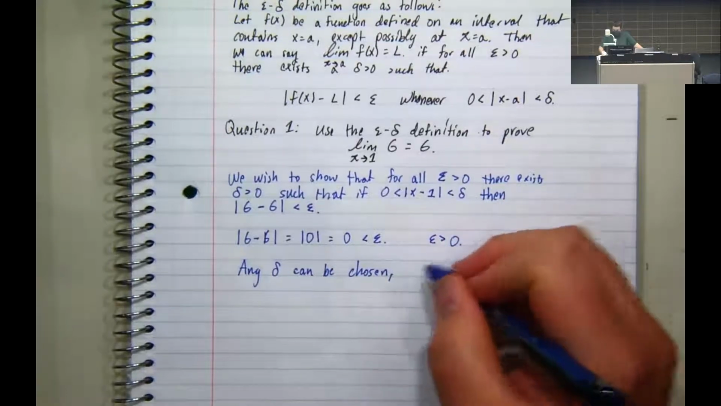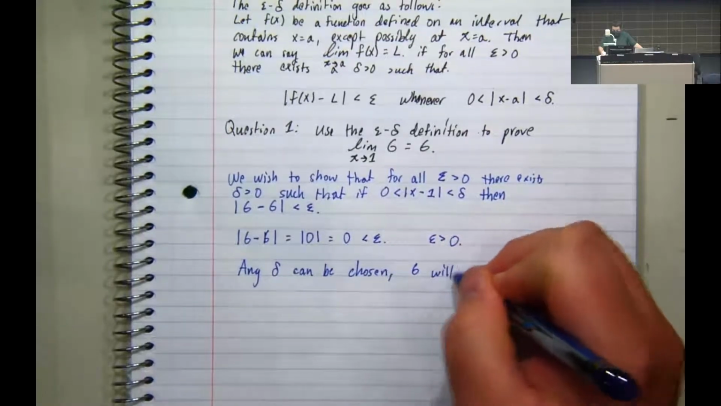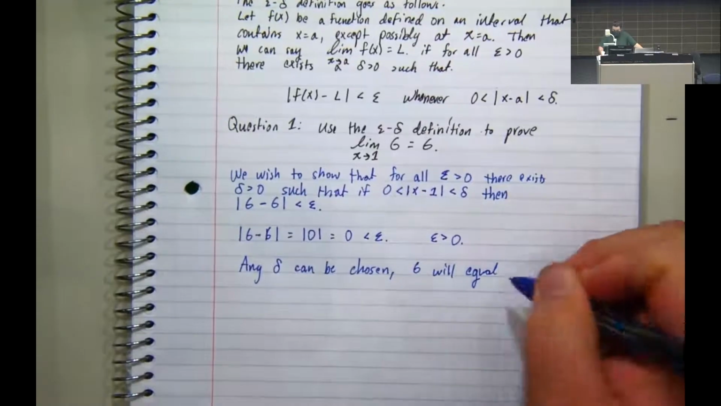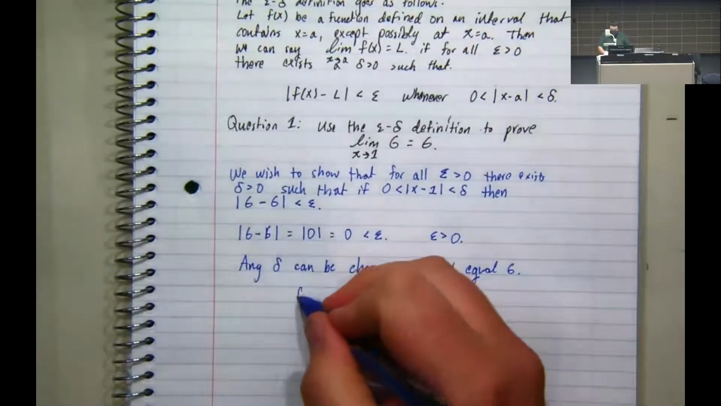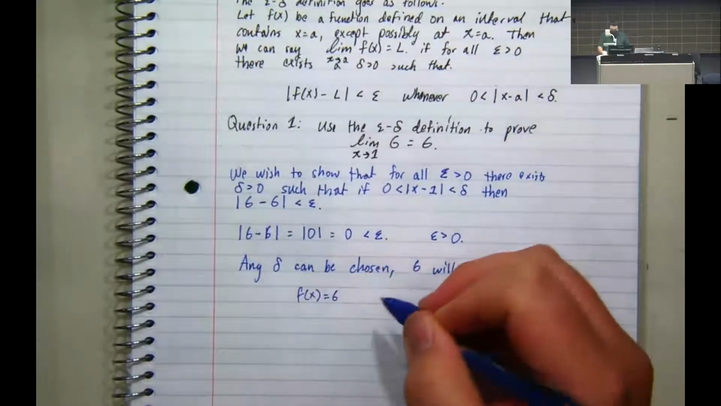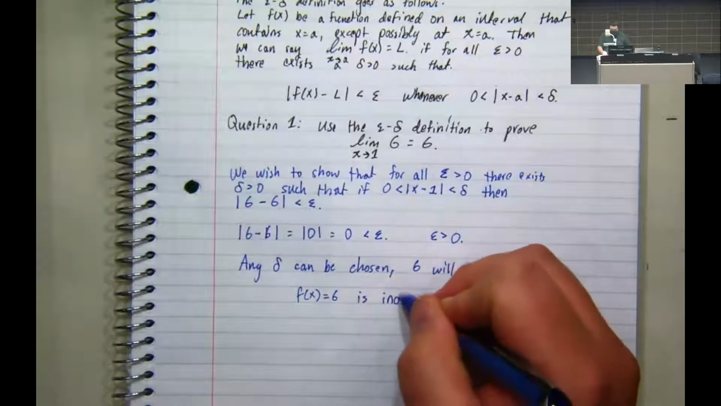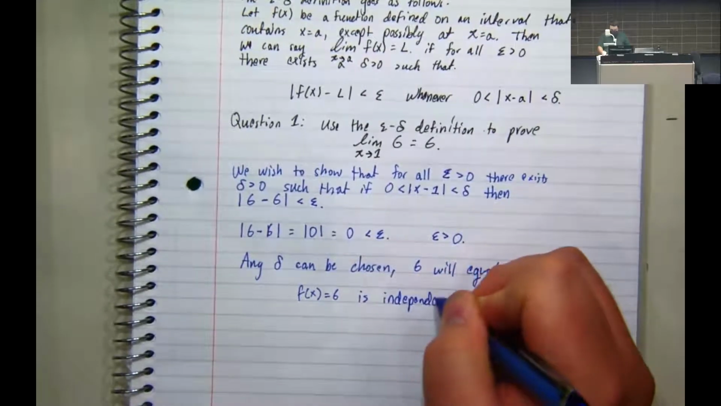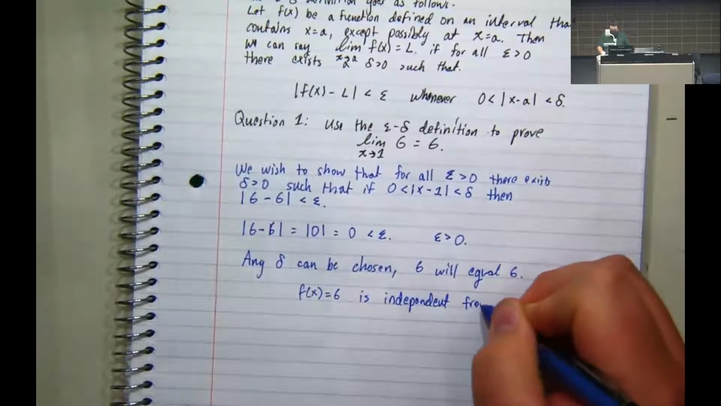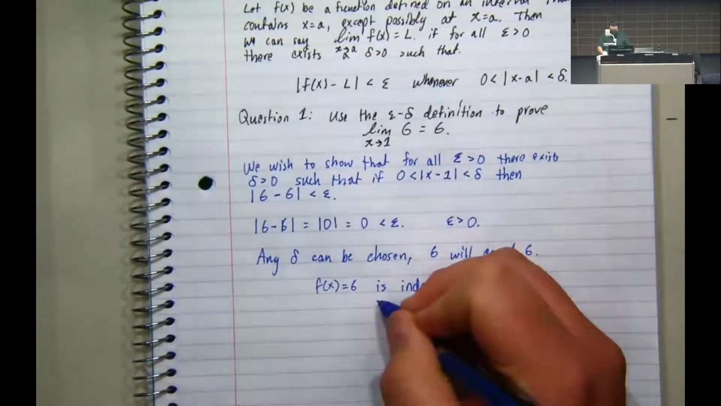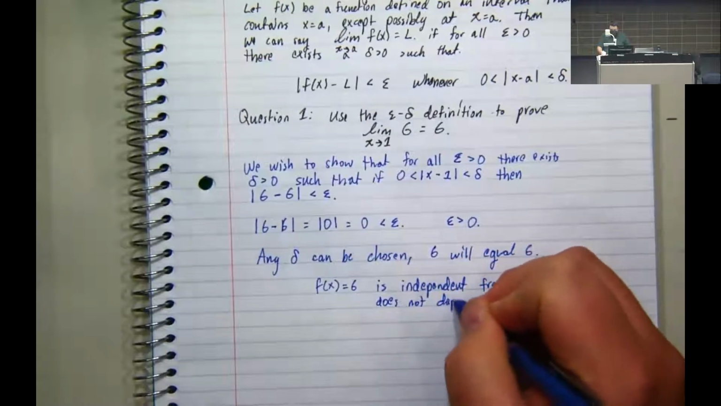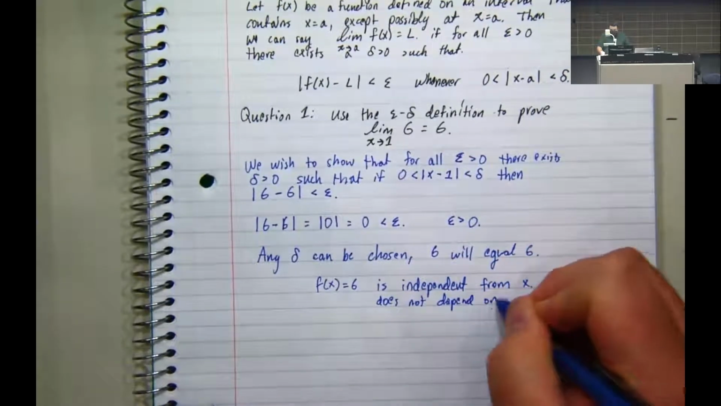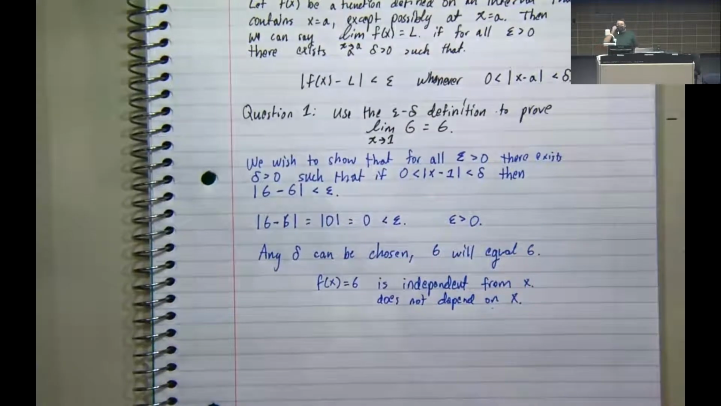Whatever it is, 6 will always equal 6. Obviously. And that is because our f(x), which is equal to 6, is independent from x, or another way of saying that, does not depend on x. Are there any questions with that?